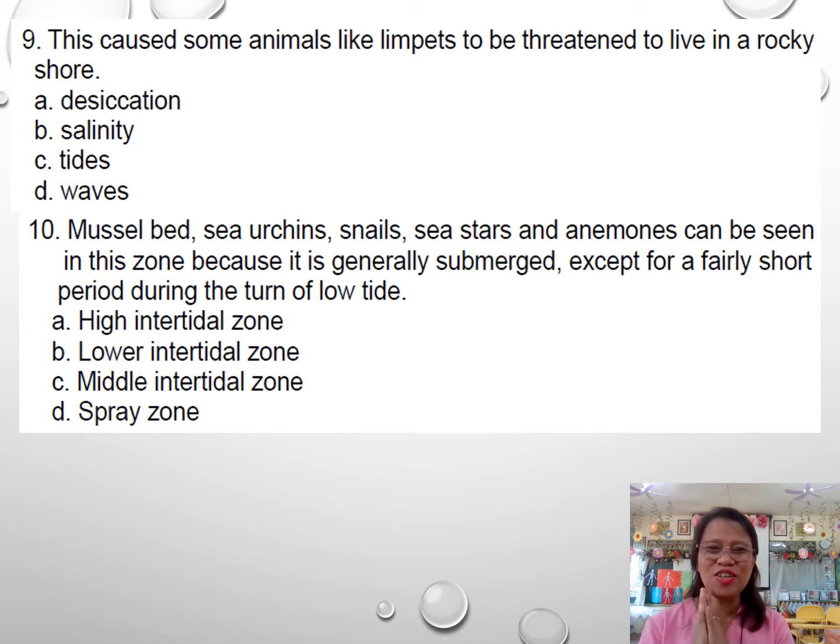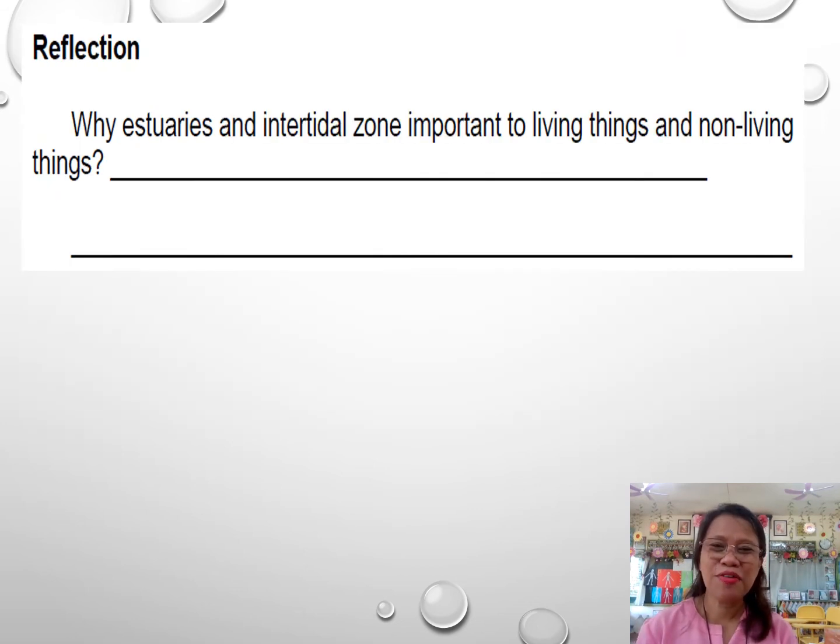Okay, since you are done with the test. Now the reflection, you're going to write this one. What is your idea with this? Why are estuaries and the intertidal zone important to both biotic and abiotic, to living and non-living things? Why are estuaries and the intertidal zone important? You write that on your reflection area.